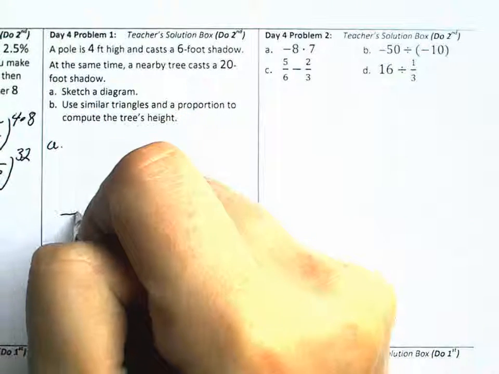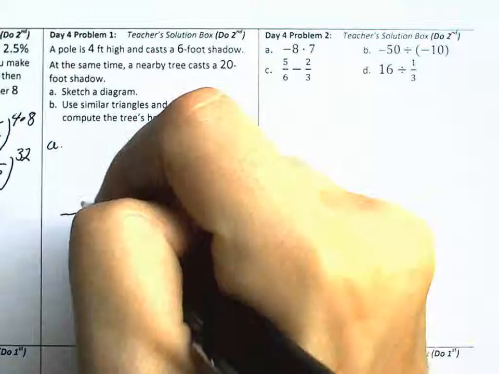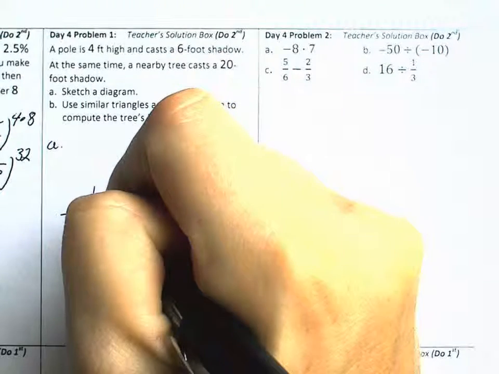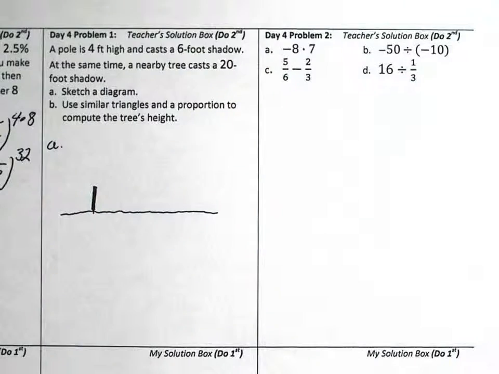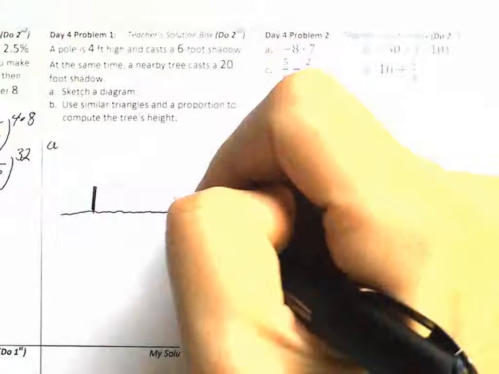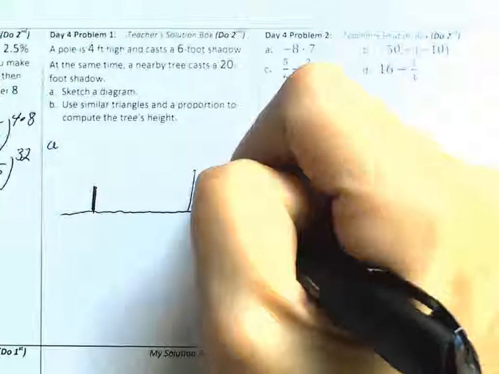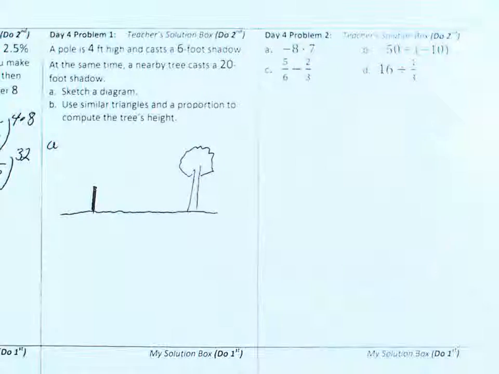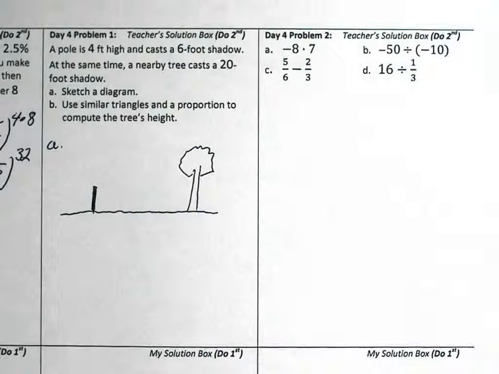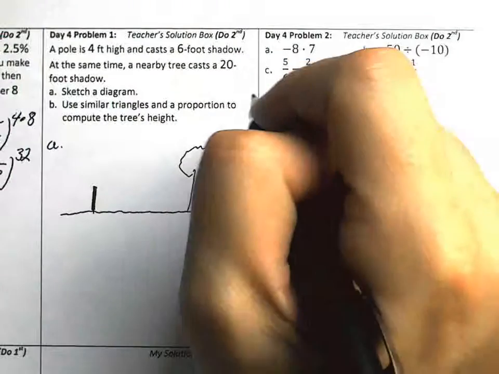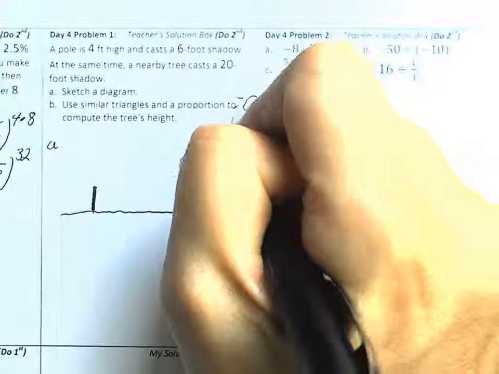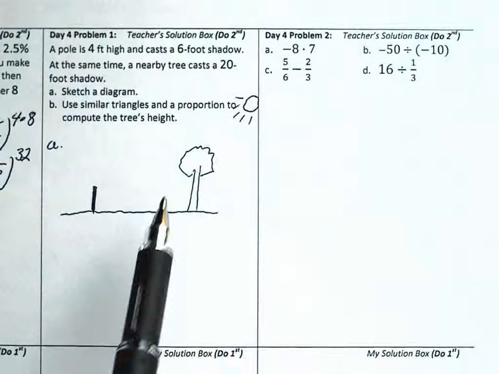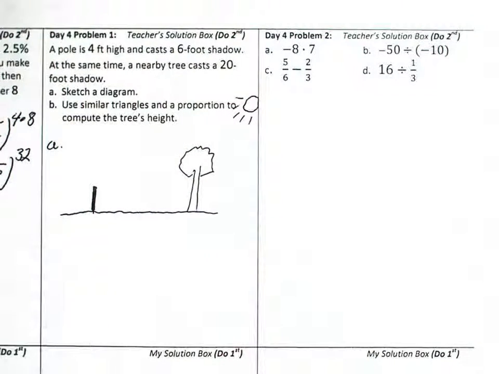So here's the ground. And now a pole, so just a little line coming up out of the ground, that's the pole. And nearby there is a tree. So how about here's our tree. Now for there to be shadows, there has to be a sun up in the sky. And so I might draw the sun just up here to the right. And that's going to create shadows which are to the left of the objects.